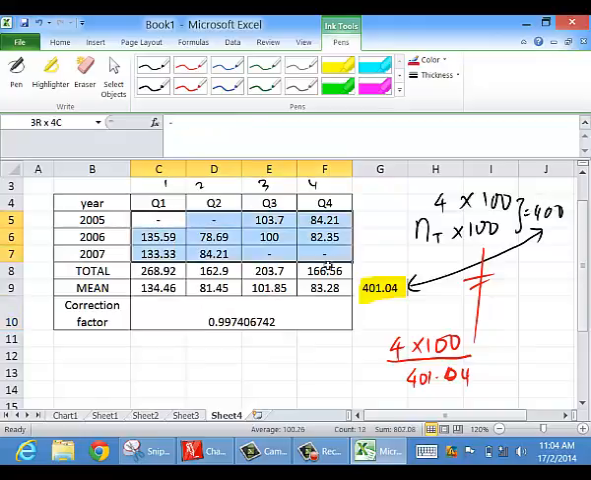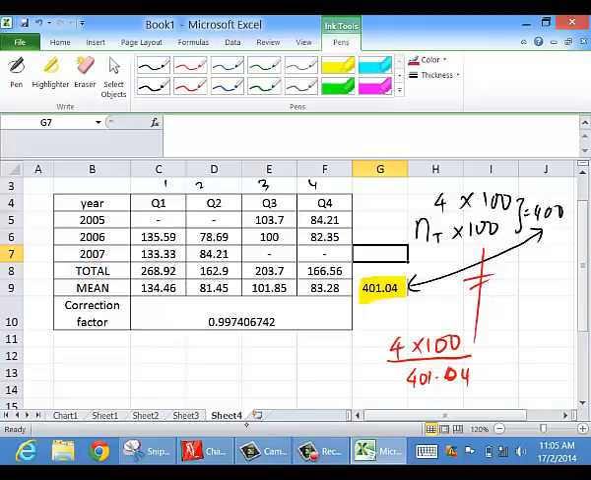Yang atas semua you buat 2 decimal point, right? This one pun 2 decimal point. Tapi untuk correction factor, exact value. Exact value. Kalau this value total mean equal to 400, then you just take the mean as your seasonal index. Kalau dia tak sama, then you need to do correction factor. Boleh faham?